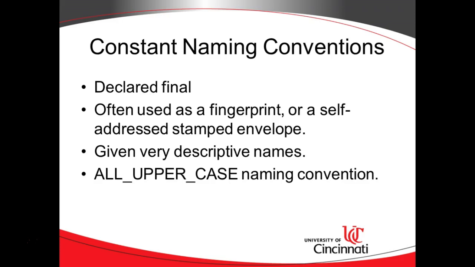They tend to be somewhat frequent in the Android operating system. So once again, give them very, very descriptive names, and all uppercase, with an underscore between words. That's the naming convention we'll use for a constant. To the point, if you see a variable with that name, you can typically assume it is a constant. And if you're making a constant, you should use that so that people know what it is.